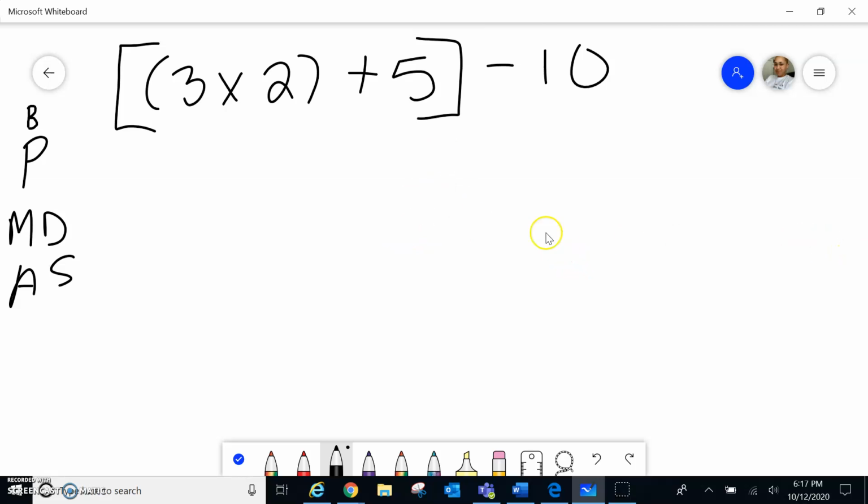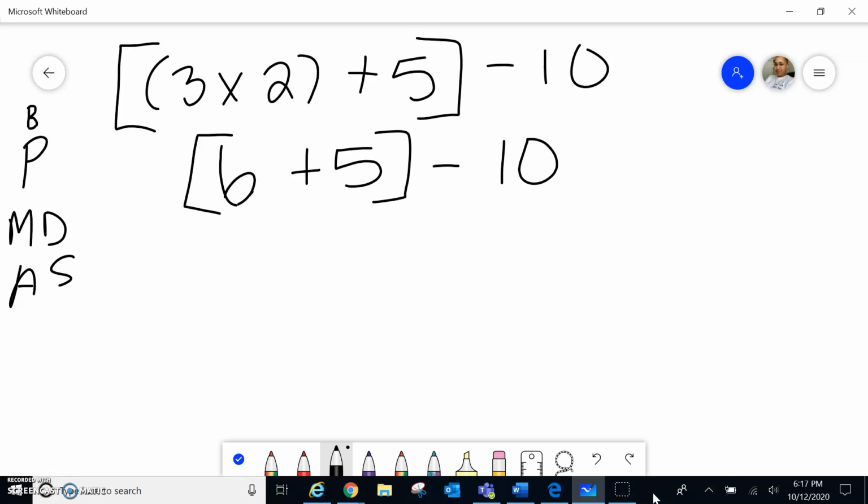So inside of my brackets, I'm not even going to focus on this minus 10 right now. I'm going to save that for last. Inside my brackets, I have 3 times 2 plus 5. Again, I'm still going to follow order of operations. So first I'm going to look to see if I have any parentheses, which I do, 3 times 2. So I'm going to do that first. 3 times 2 is 6. And then I'm going to bring down my plus 5. I still have an expression, so I'm going to still bring those brackets down because I haven't come to a final number. And then put my minus 10 on the outside.